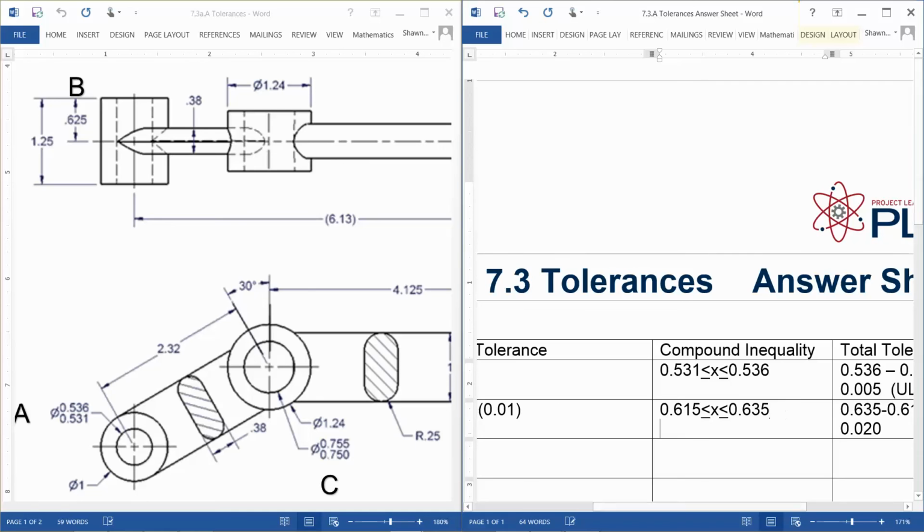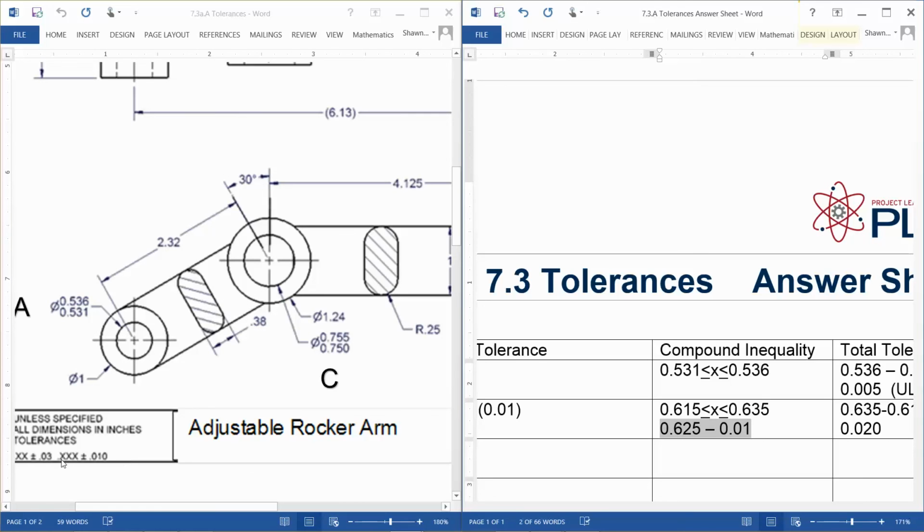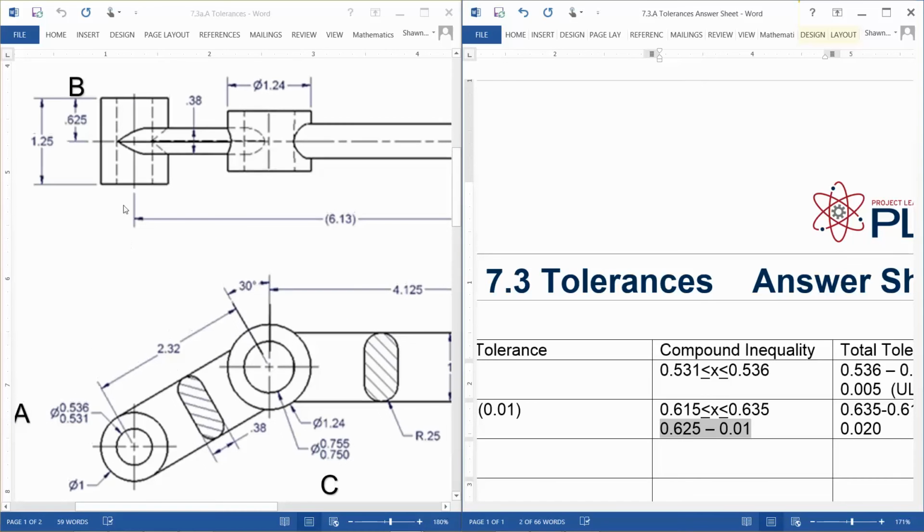all I did was take the 0.625 and subtract the 0.01. That's what I did to get the 0.615 right there. And the reason we did that is because 0.625 has 3 decimal places. So my general tolerance tells me to add or subtract 0.01. So in this case, I took the 0.625 and I subtracted that 0.01, and that's how I got the 0.615.